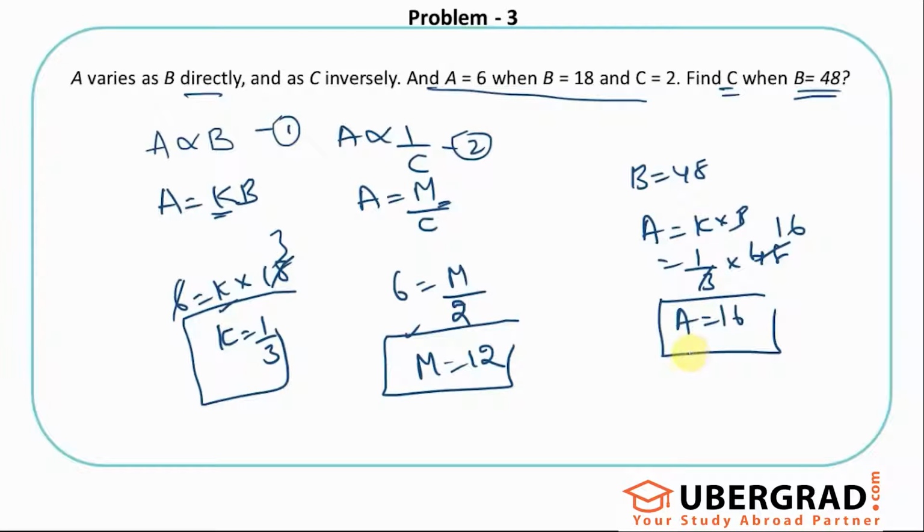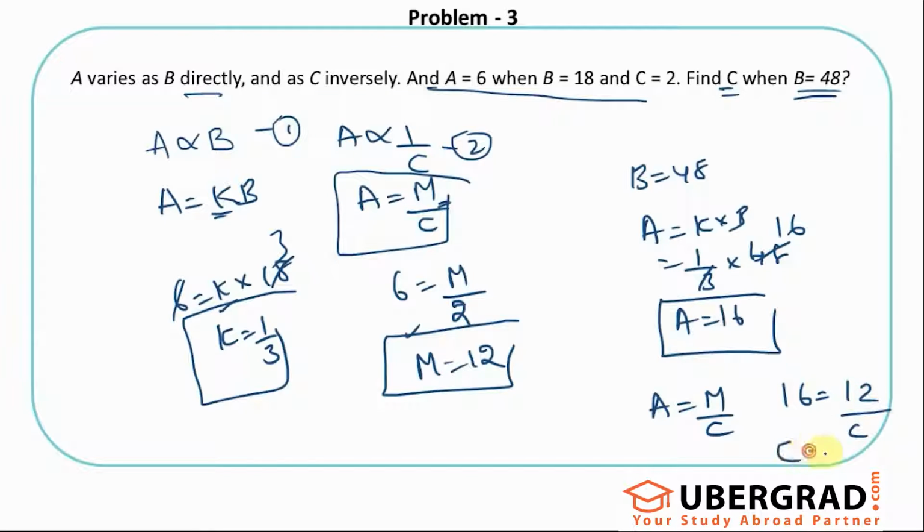Now that I know A, the relation between A and C is A equals M by C. So A is 16, M is 12, so 16 equals 12 by C, and C is 12 by 16. 4 3s are 12, 4 4s are 16, that's 0.75. So 3 by 4 or 0.75 is the answer for C. That's how we solve this.